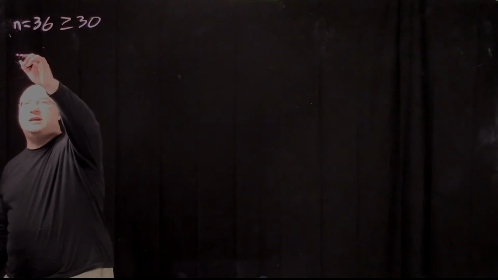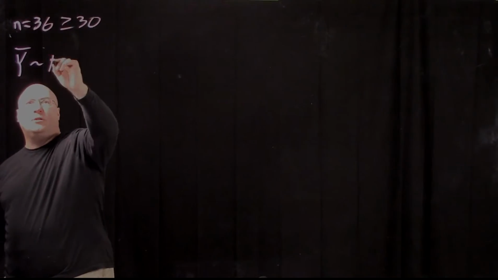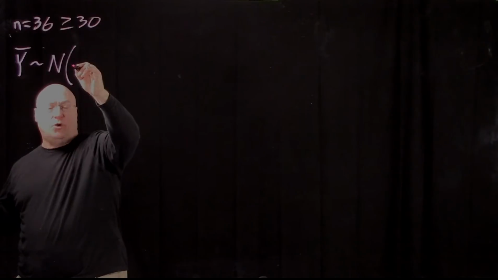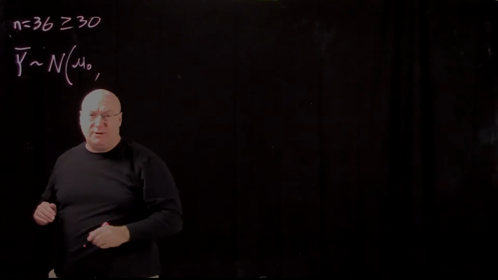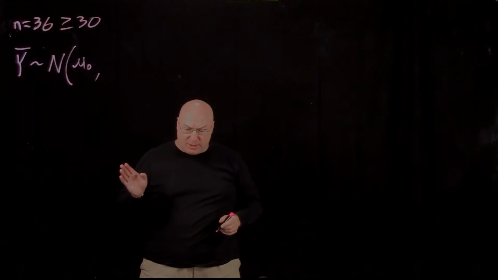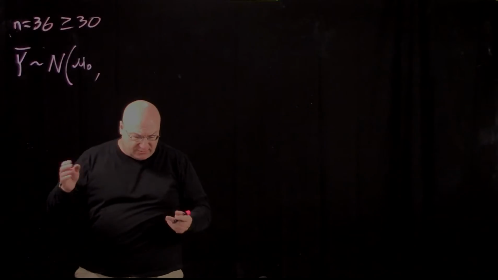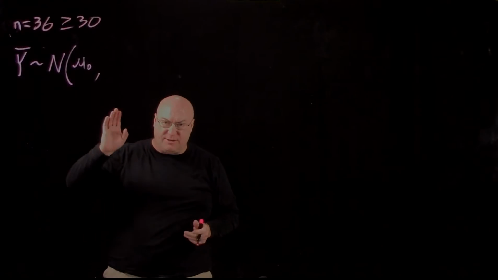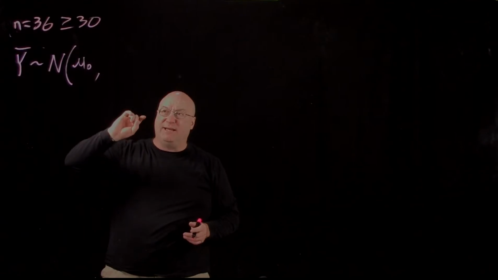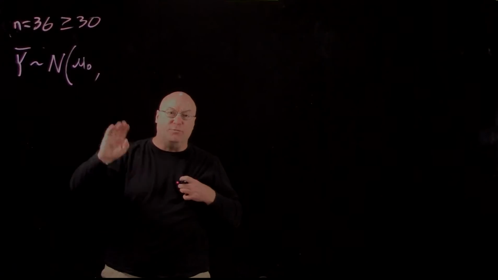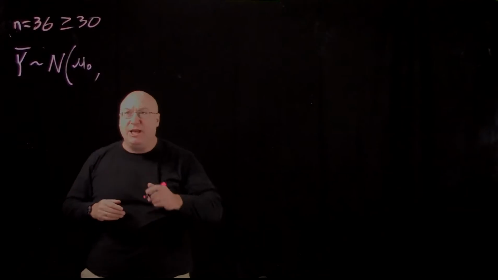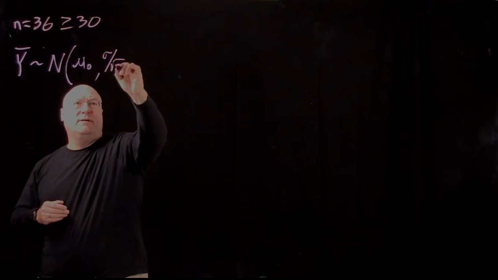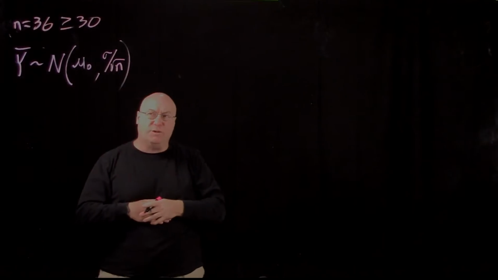In fact, what I say is y bar will be normal with the old mean. That's under assuming that the null hypothesis is true, which we haven't even gotten to yet, but we know that the null hypothesis is that we stay at the old mean, which is 12 pounds. I'll write that in a second. But the standard deviation will be sigma over the square root of n.